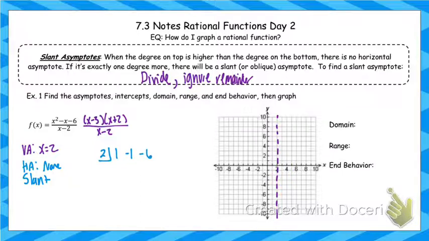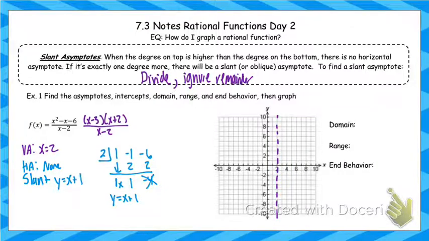I write my coefficients, bring down the first number, multiply, add down the column. And again, we can ignore the remainder because it's not going to affect our line that we're writing. So remember, our answer is 1 degree less than the original. So this line is y equals x plus 1.